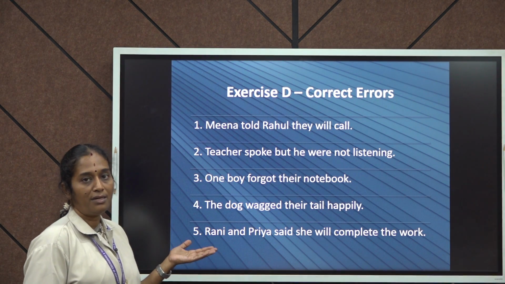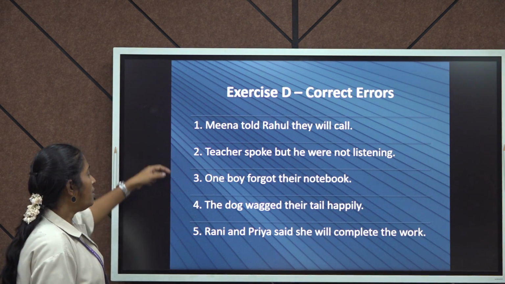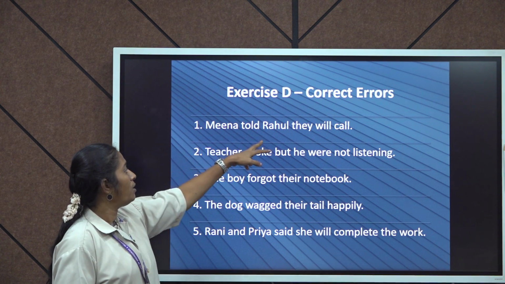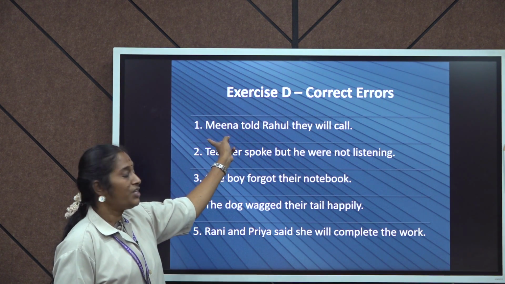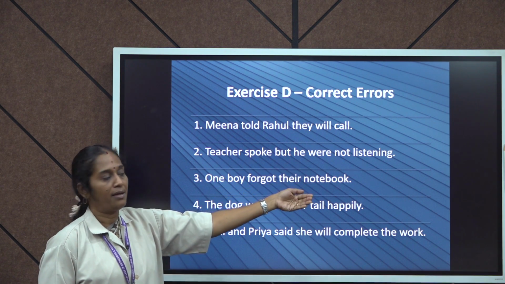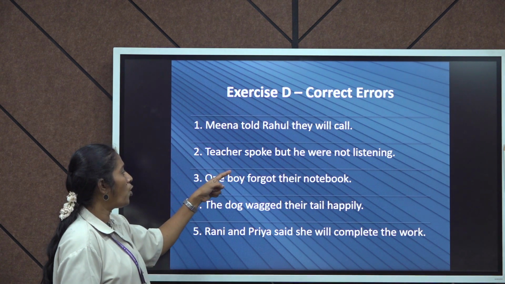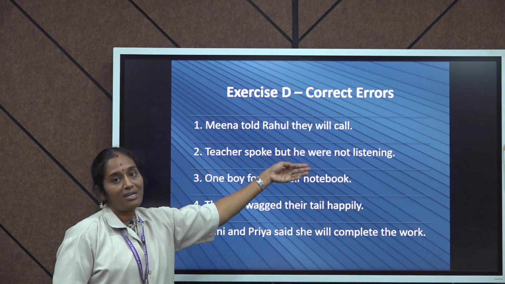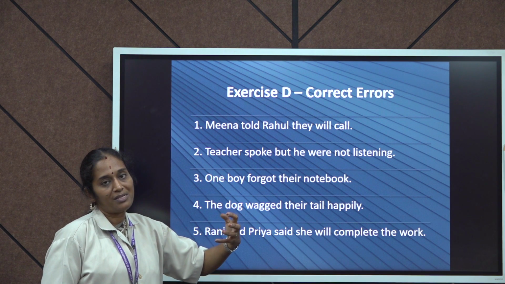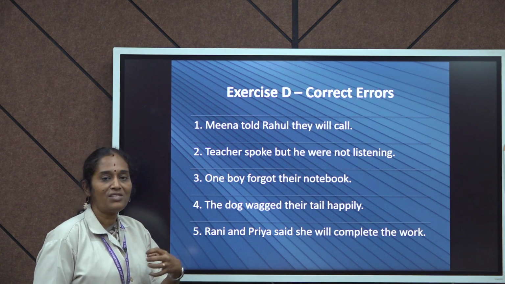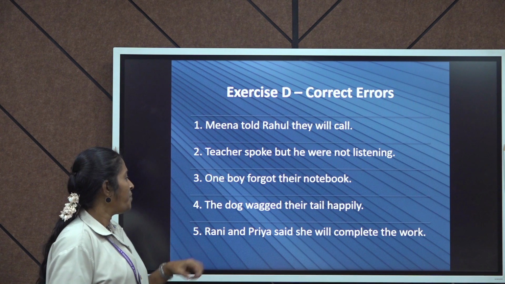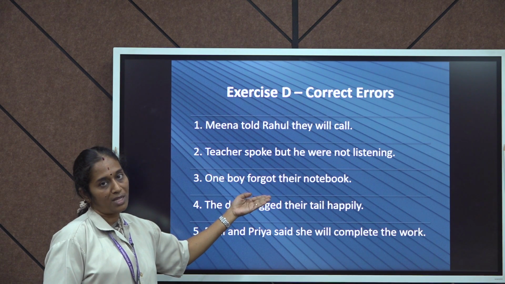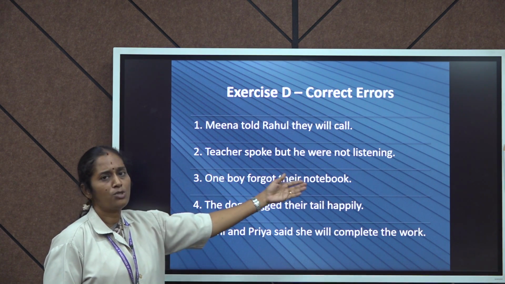Here we have to check the errors that are there. Meena told Rahul they will call. Here who will call? Meena told Rahul that she will call. That will be the right answer. And then look at my next sample. Teacher spoke but he were not listening. Here it should be they were not listening. They here represents obviously students. We have to imagine the object there. Next one, one boy forgot their notebook. Obviously you can find out the answer. One boy forgot his notebook.